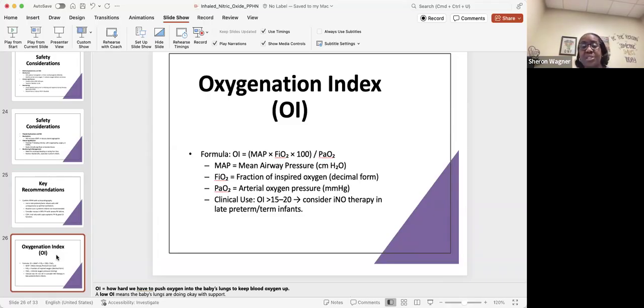And the oxygenation index that I alluded to earlier is pretty easy. It's just MAP times FiO2 times 100 divided by the PaO2. So this would require you to have an arterial blood sample to determine what the PaO2 is. And any baby that is greater than 15 to 20, you can consider nitric oxide therapy in these babies.